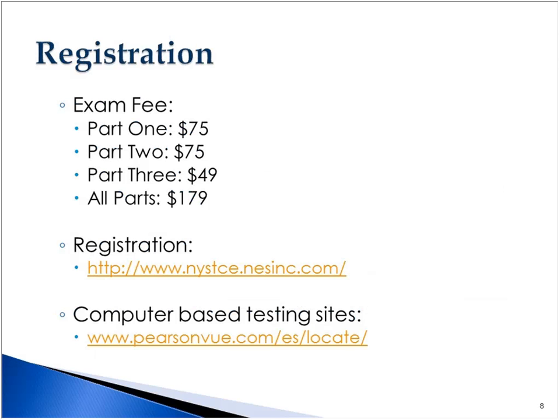There is an exam fee that's necessary to pay in order to take the exam. You can pay for each part separately, which would be $75 for Part 1, $75 for Part 2, and $49 for Part 3, or you can pay $179 to take all 3 parts together in 1 testing administration. More information about registration is available on the NYSED website linked here, and information about computer-based testing sites is available on the Pearson VUE website.